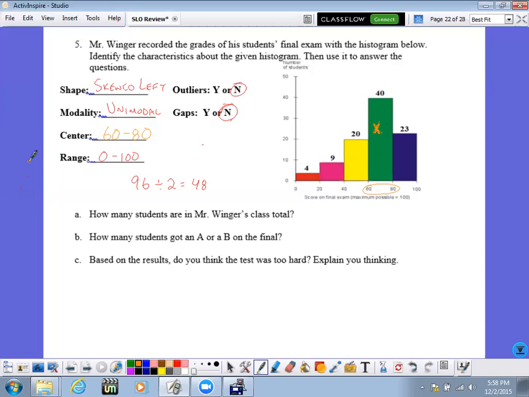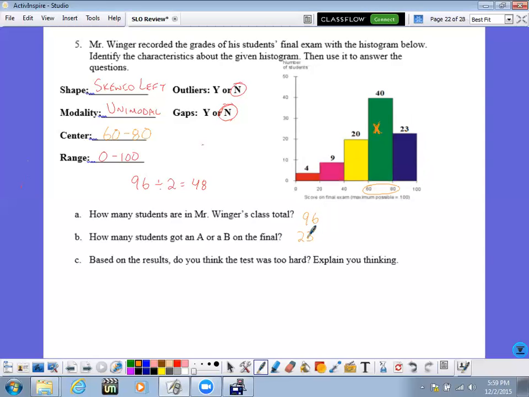How many students are in Mr. Winger's class total? We just figured that out. We added all these together, our frequencies, and we ended up getting 96. How many students got an A or a B on the final? So an A or a B is anything above an 80. So that would be my starting point. So anything above that, there's 23 kids.